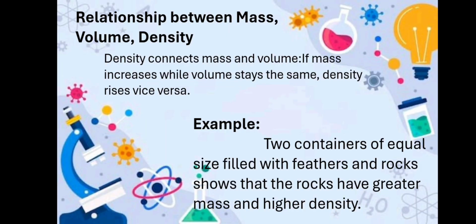Here's how these properties are related. Density connects mass and volume. If the mass increases but the volume stays the same, the density increases. For example, if we have two containers of the same size, one filled with feathers and one filled with rocks, the rocks have more mass and therefore higher density. This shows how changes in mass and volume affect an object's density.